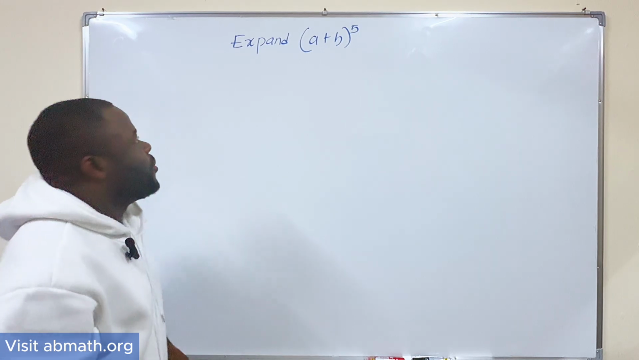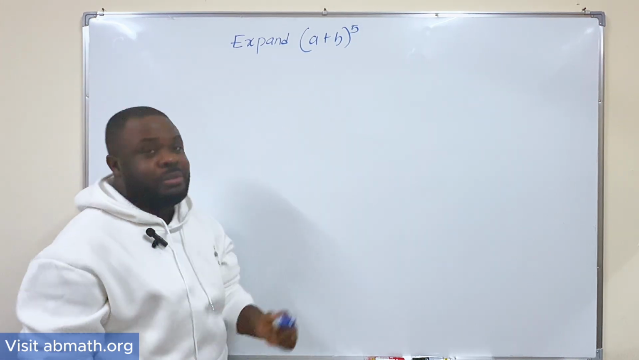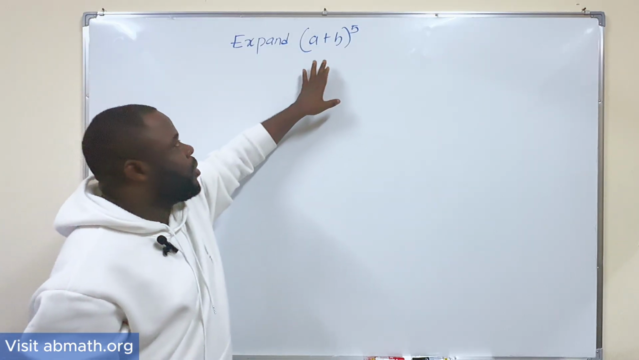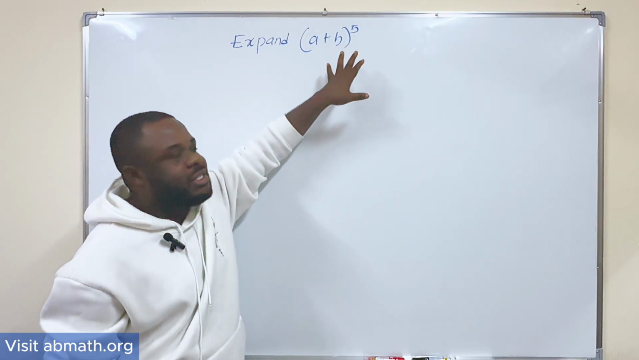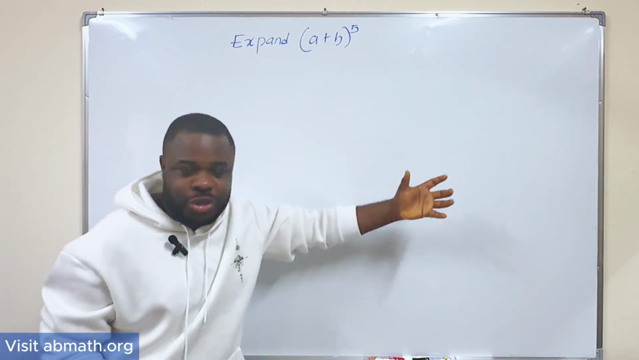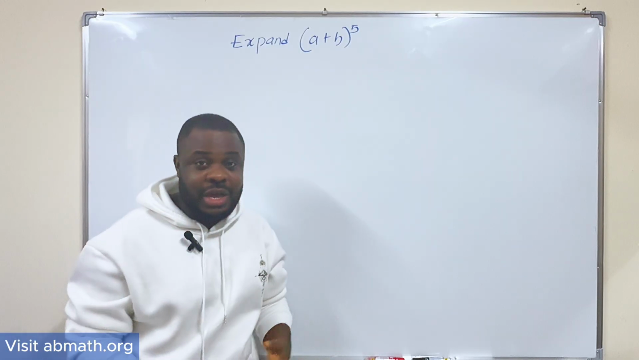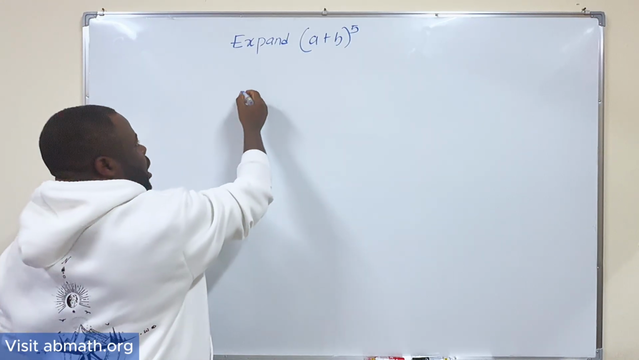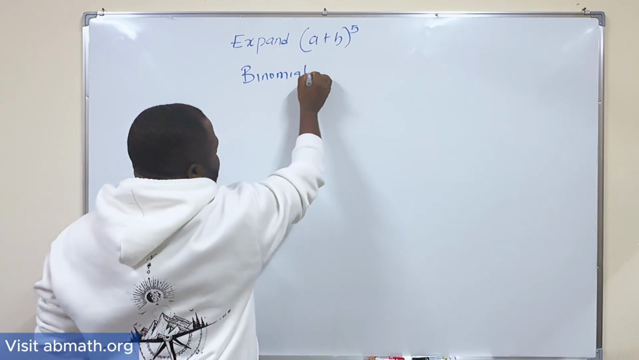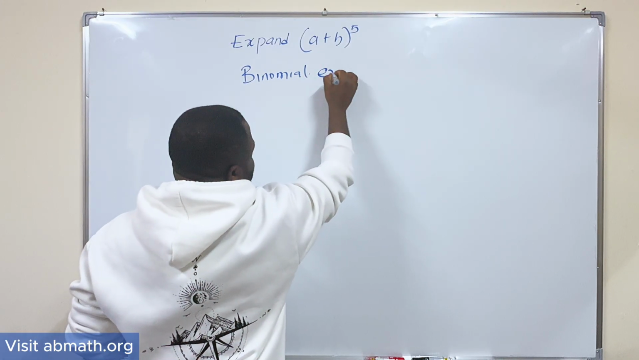All right, welcome back. So we are asked to expand this binomial. One thing you should know is that we can separate these brackets into 5 places, but we don't do that because it's going to be much longer. That is why we use binomial expansion. So we are going to use binomial expansion.